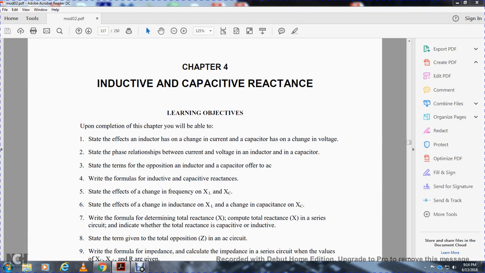State the relationship between the current and voltage in an inductor and a capacitor. State the term for the opposition that an inductor and a capacitor offer to AC. Write the formula for inductive and capacitive reactance. State the effect of a change of frequency on XL and XC. State the effects of a change in inductance on XL and a change in capacitance on XC.